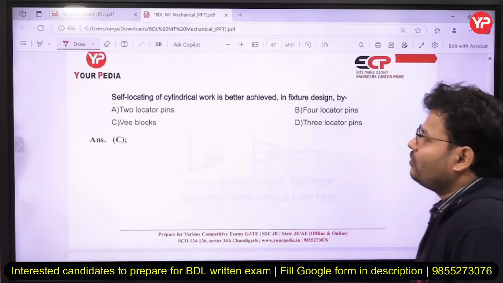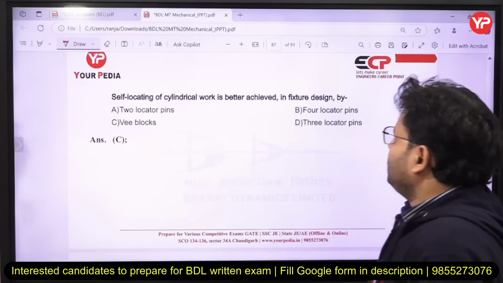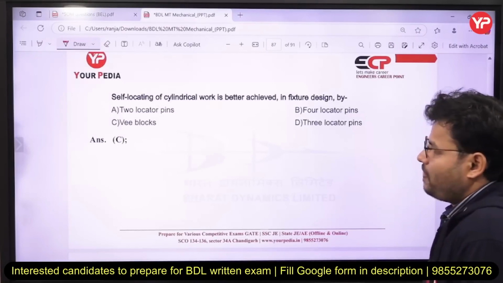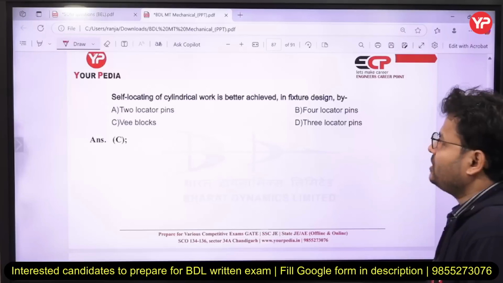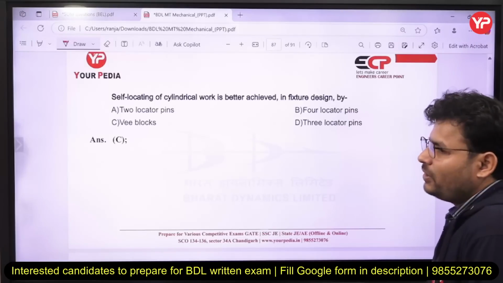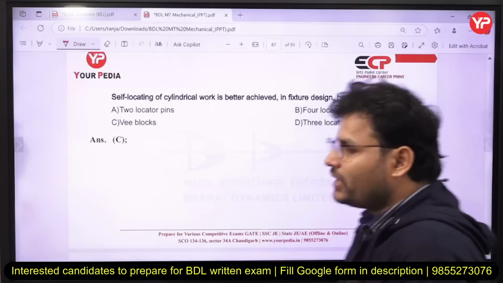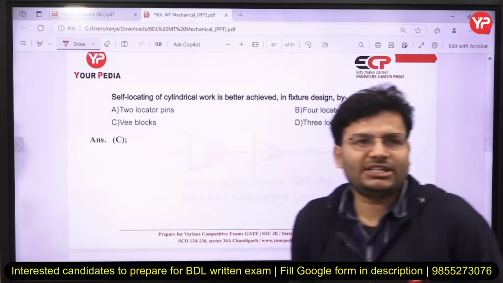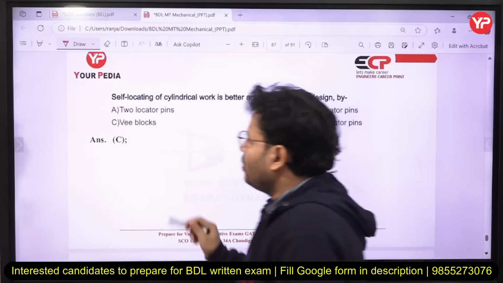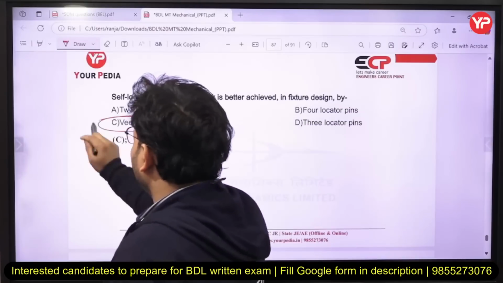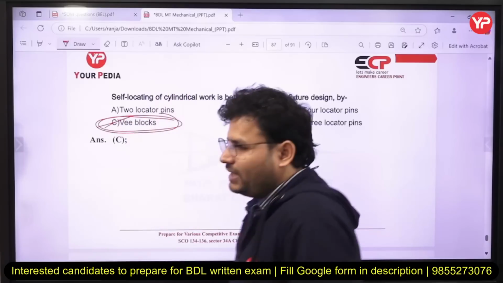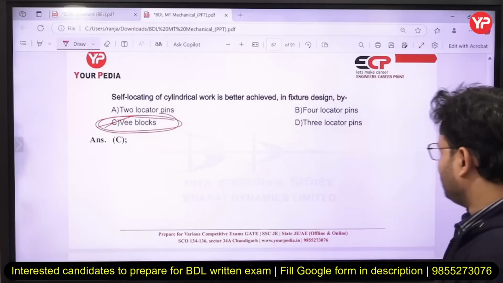Self-locking of a cylindrical work is better achieved in a fixture designed with 2 locator pins, 4 locator pins, a V block, or we can say 3 locator pins. So what will be the answer, my dear friends? You have to get the self-lock, right? So the V block is one of the very effective, having self-lock tendency. This question is from machine design.